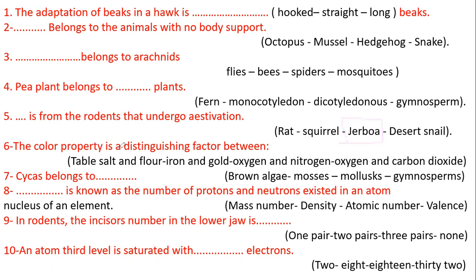The color property is a distinguishing factor between table salt and flour, iron and gold, oxygen and nitrogen, oxygen and carbon dioxide. Forget gases because they are colorless. So here, table salt or flour, yes, iron and gold. I can differentiate between them by color.